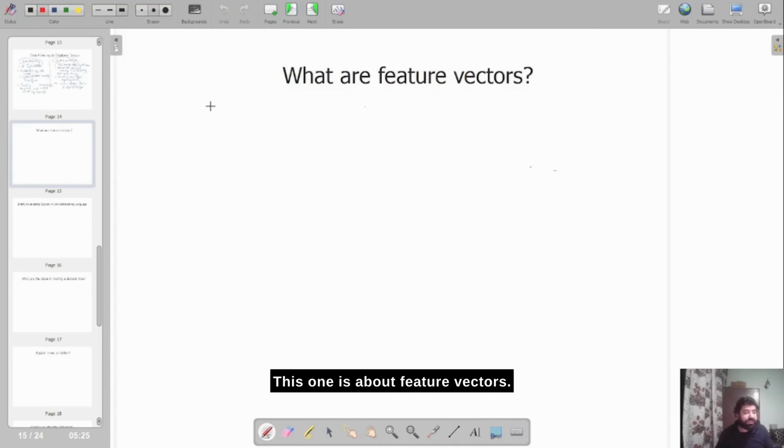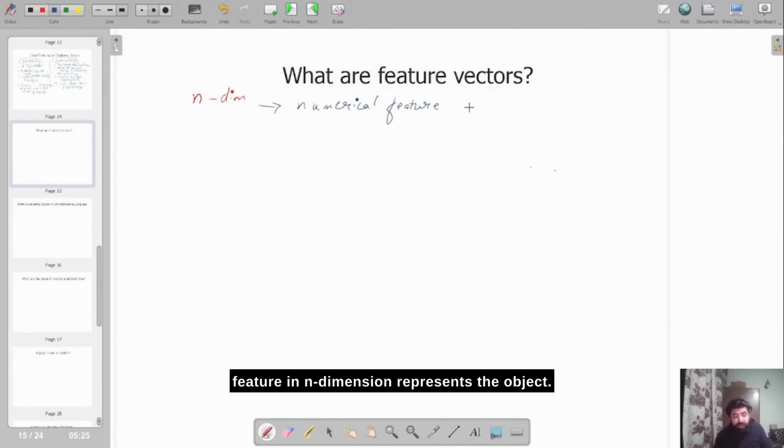This one is about feature vectors. When I talk about feature vectors, suppose there is n dimension, then what will happen is your numerical features in n dimension represent the object. Suppose there is some object and it has n dimensions, then there would be n numerical features representing that object. That is what the mathematical term is about.